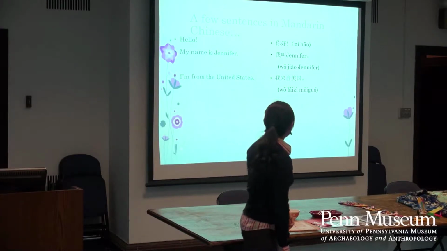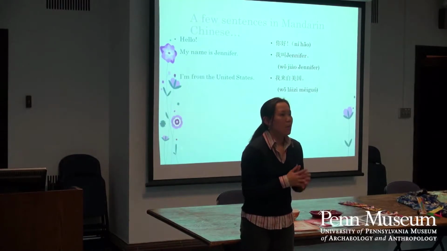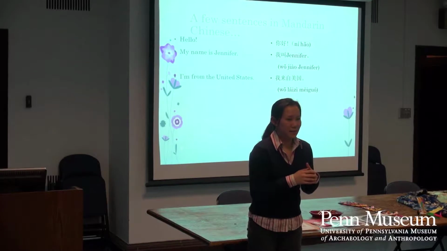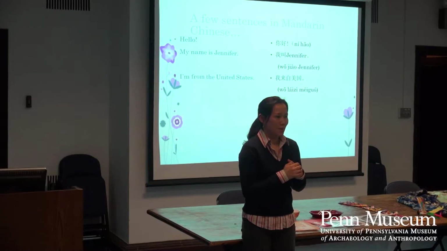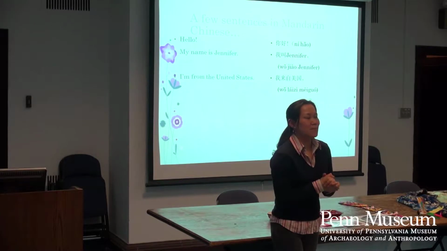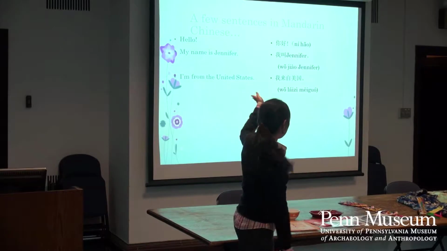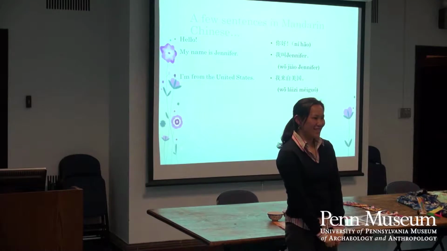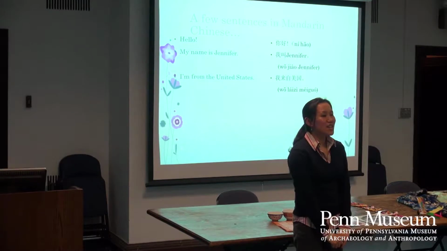And then the last one, I'm from the United States. Let's break it into two parts. I'm from, 我来自. 我来自. Very good. The United States, 美国. 美国. Then together, 我来自美国. 我来自美国. Wonderful. So let's start from the top. 你好. 我叫 Jennifer. 我来自美国. Good, very good.